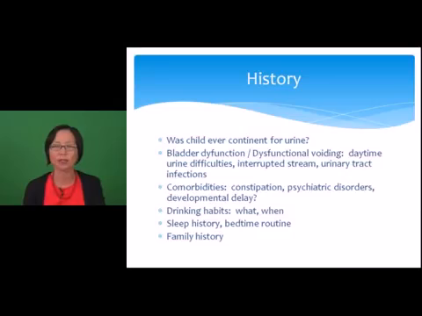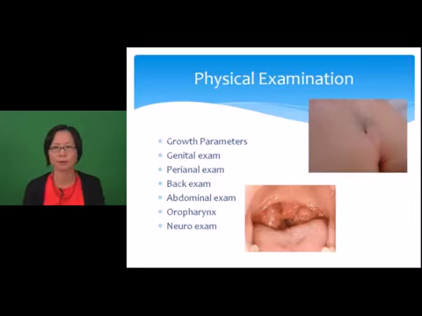And you want to know what their bedtime routine is. Does their bedtime routine include a drink of water right before bedtime? That probably wouldn't be such a good idea for somebody that's having nocturnal enuresis. And then you obviously want to get a very good family history, since we know that genetics plays a big component in children that have this.